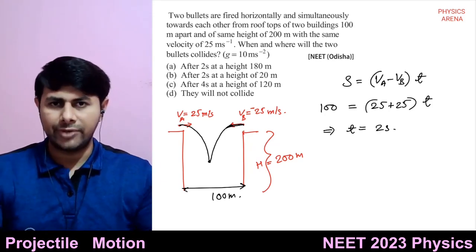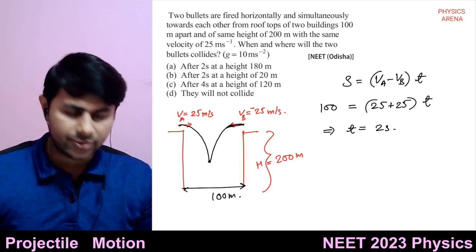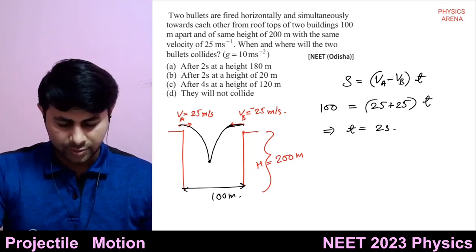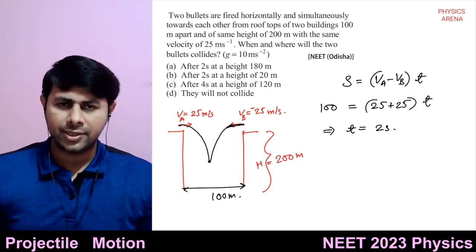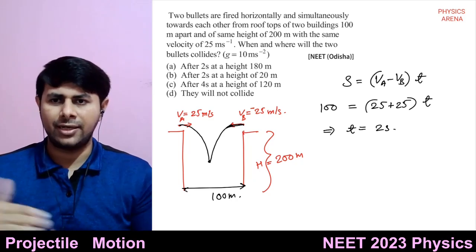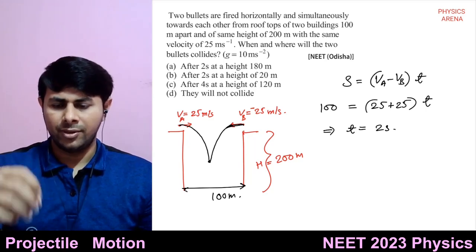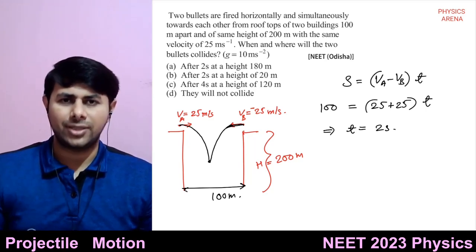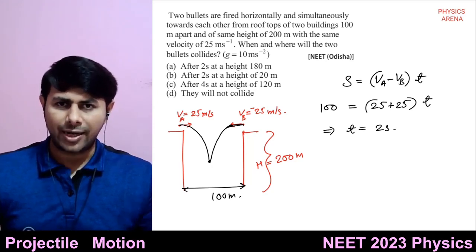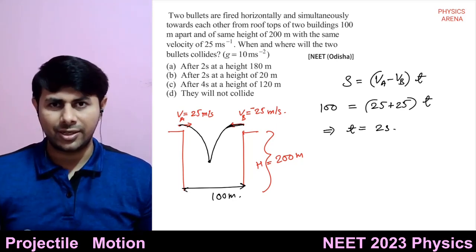So the two bullets will strike each other at this point, at time T equals 2 seconds. Now how much vertical distance will they cover? Horizontal movement and vertical movement are separate. Initially both bullets don't have any velocity in the vertical direction. They are fired horizontally, and we know that there is acceleration in the vertical direction.